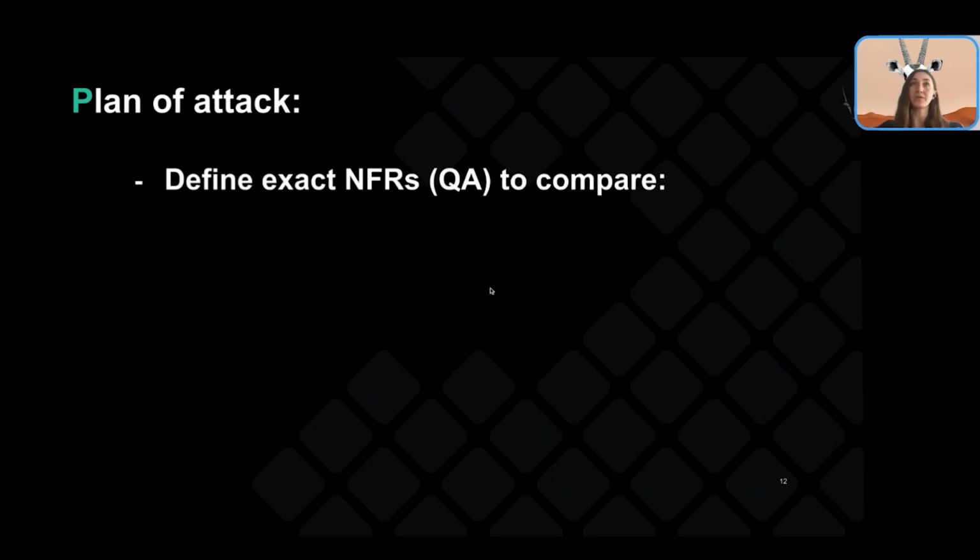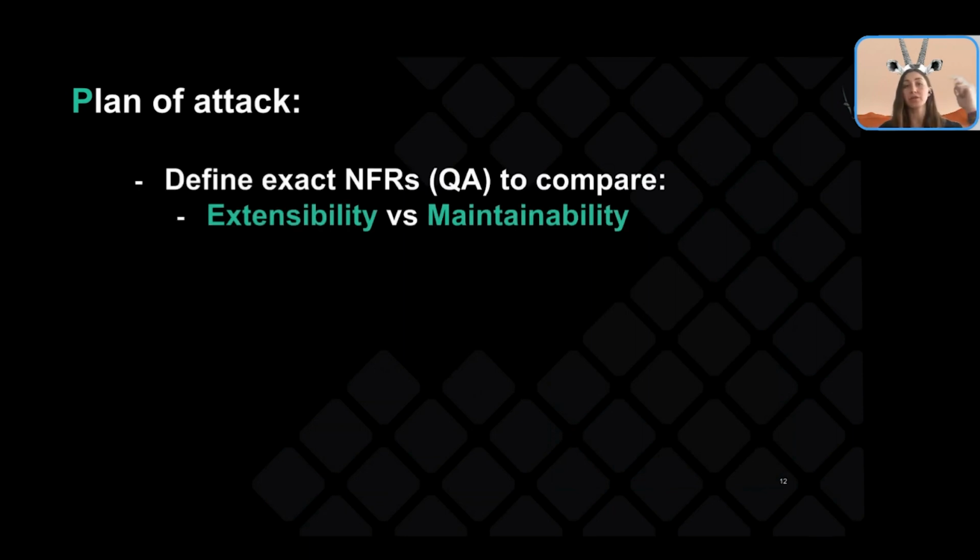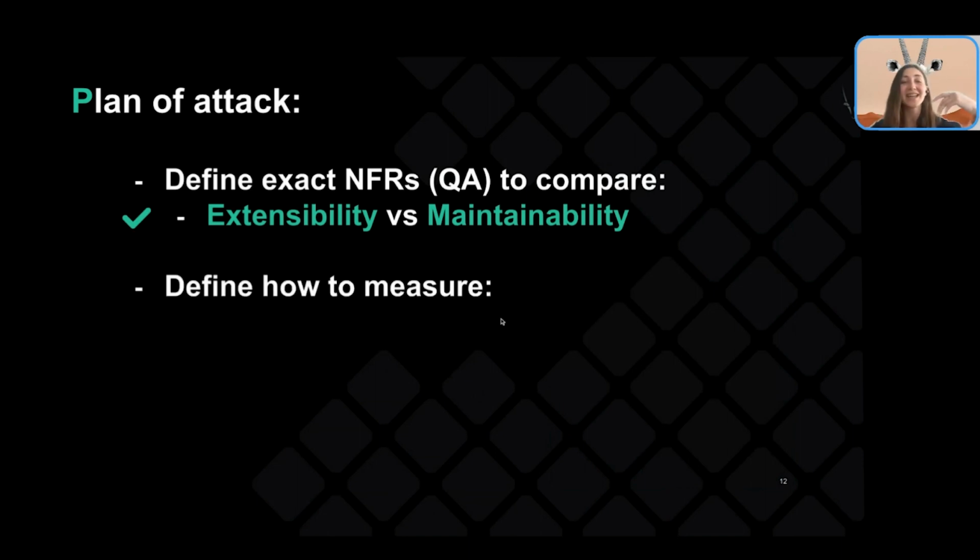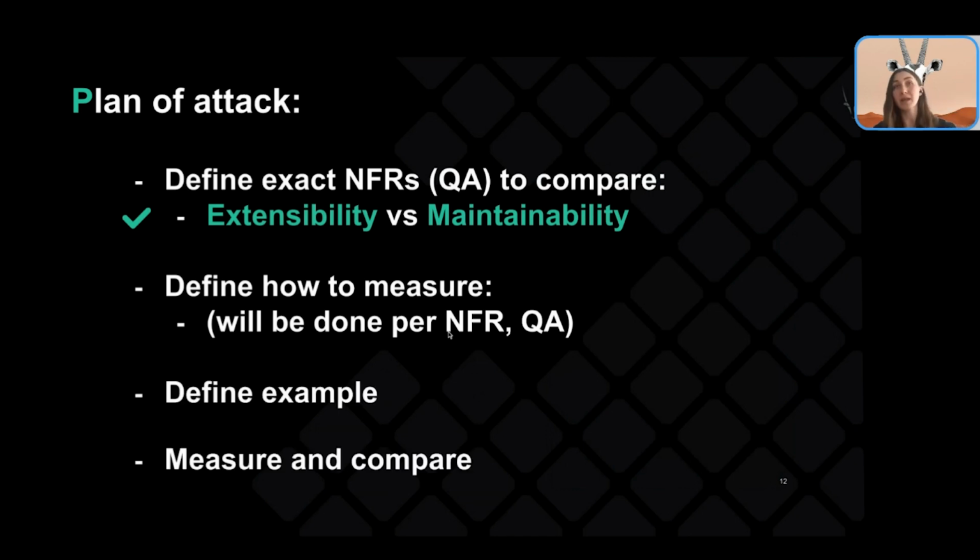The plan of attack that I defined for myself is to define the exact quality attributes to compare. For this exercise, I wanted to compare only extensibility and maintainability, only these two. Done, defined. Then I wanted to define how to measure them, because as we defined before, the rules of my game say it has to be measurable. Then we will check how to measure each quality attribute, define a specific example, measure that example and compare the results. And we will have some result. So that's the plan of attack.